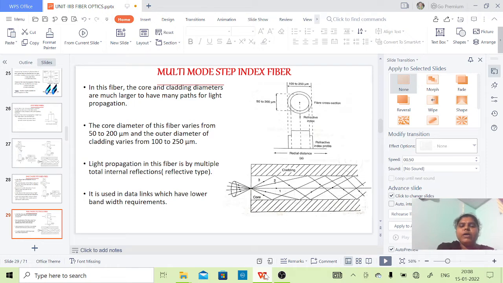So light propagation in this fiber is by multiple total internal reflection, which is the principle behind the fibers. It is used in data links which have lower bandwidth requirements. We already discussed in the beginning of this chapter, it should possess high bandwidth and should allow all frequencies of carrier waves. Okay.